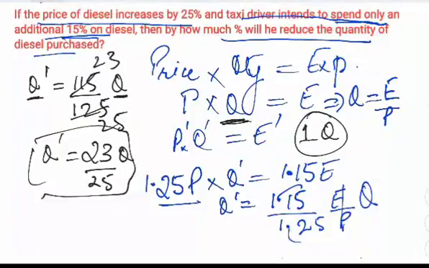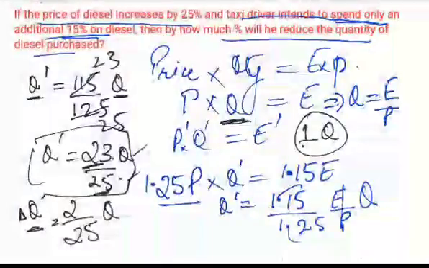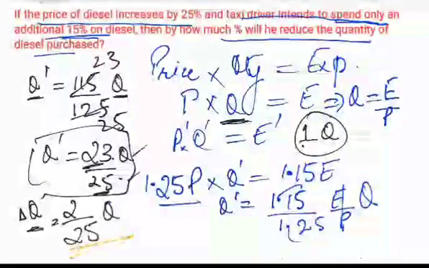So how much is the change? The change is 2 upon 25, because this is 23 and this is 25. So it has to be 25 by 25, then it becomes 1 Q. So the change is 2 out of 25 Q. So this is the change in the quantity. The change in the quantity is equal to 2 upon 25 Q.